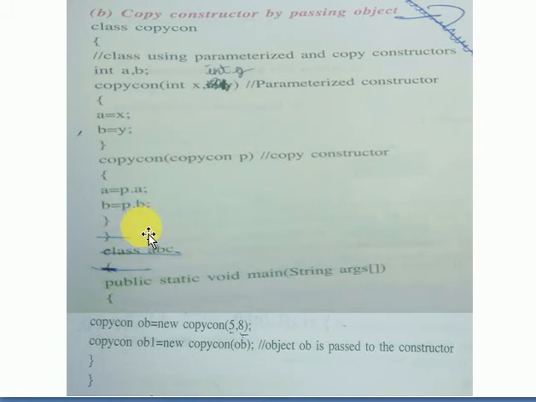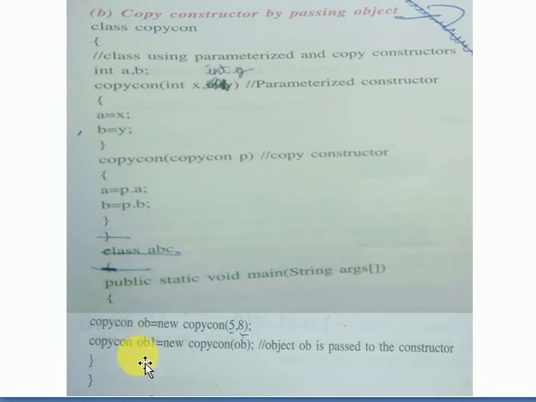Is it okay? So let us see how it works. Then public static void main. Copycon ob = new Copycon(5, 8). The parameterized constructor is called. x gets 5, y gets 8, and in turn it goes to a and b.